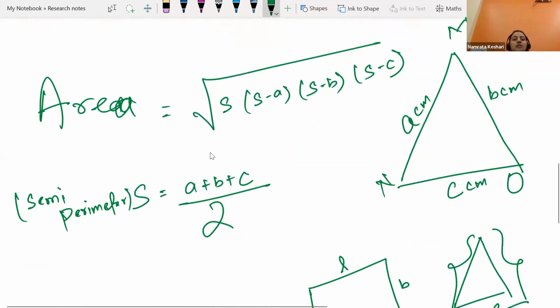So this is the magical formula given by Heron: find s at first. How will we find s? By taking the summation of all the sides and dividing by 2. That will be s. Then inside the root, do s minus a, s minus b, s minus c, with s at the front, and do the simplification. You will get the area directly with the help of the sides. You don't even have to worry about the height.